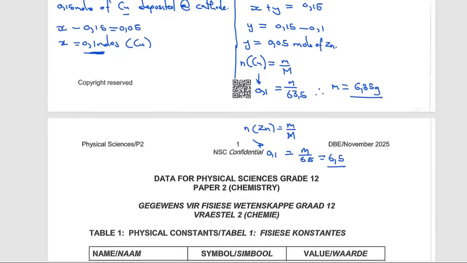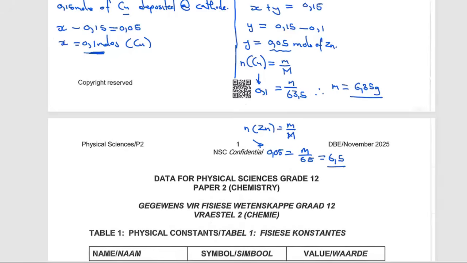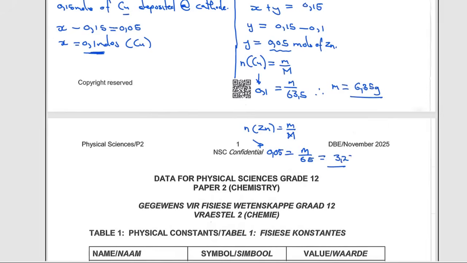Okay, so there's a mistake there. We said the number of moles of zinc there is 0.05, right? So instead of 0.1 there, I'm supposed to use 0.05. Sorry about that. So if we multiply 65 by 0.05, our answer there is going to be 3.25 grams, right?